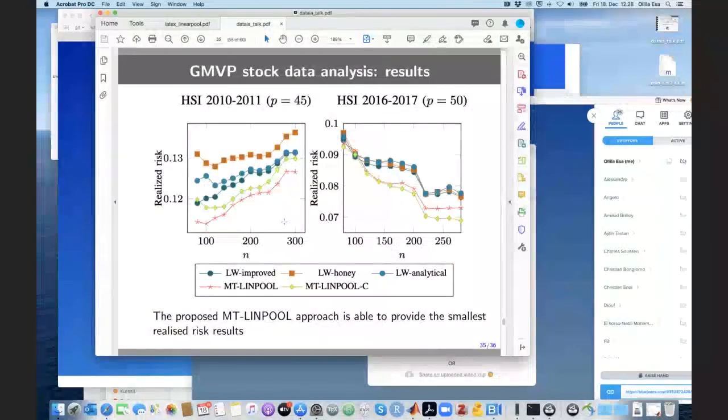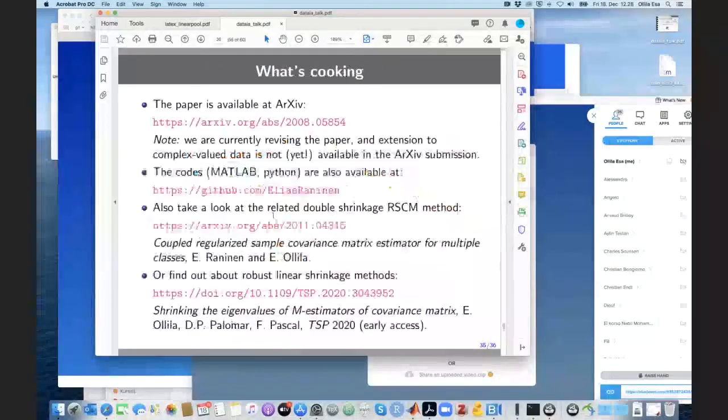So this method also works well in portfolio optimization problems, and this is a kind of future result that we would like to explore more, different approaches of this linear pooling method in portfolio studies. So I think my time is running out.